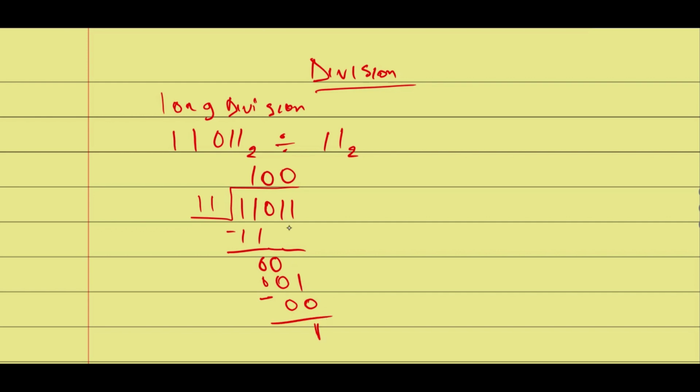So that means we have 1 here. Then we're going to bring down this final 1 right here. So this divided by this is 1. Multiply, we have 1 and 1. Subtract, this will be equal to 0. So when we divide this by this, the answer is 1001 in base 2.